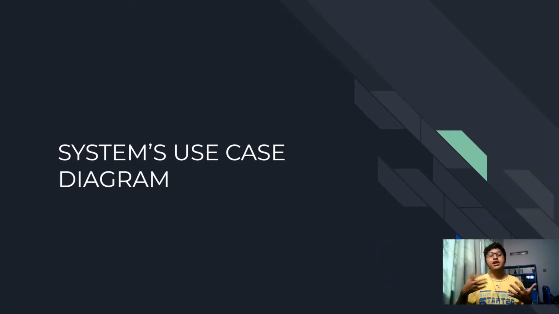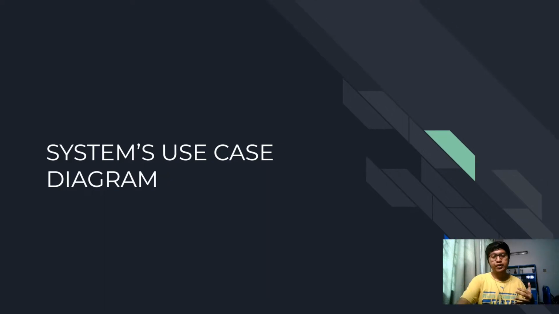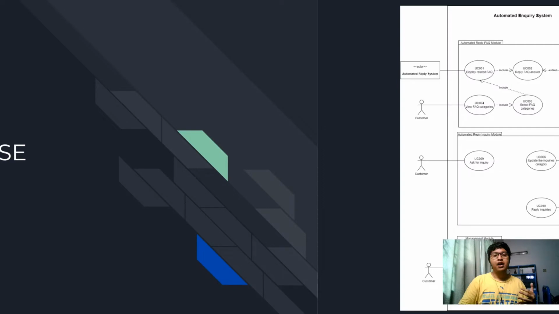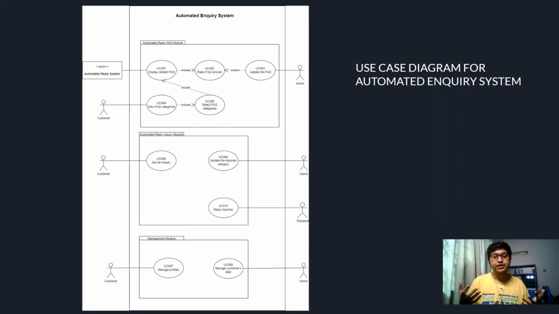Okay, so before we can go into our demo, we have to understand our use case first. So to understand our use case, we have to look at the use case diagram. So this is our system's use case diagram. We have three modules: automated reply FAQ module, automated reply inquiry module, and management module. My use case, UC006, falls under the automated reply inquiry module.